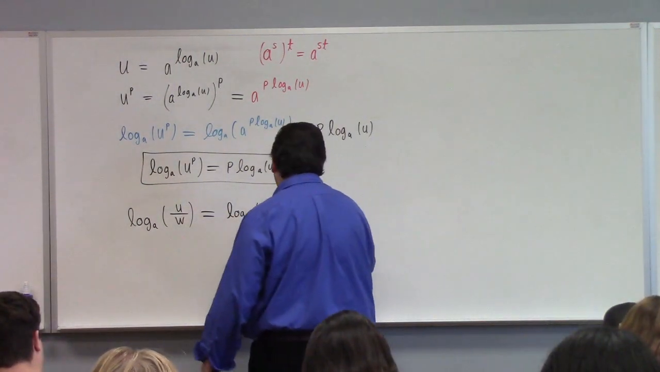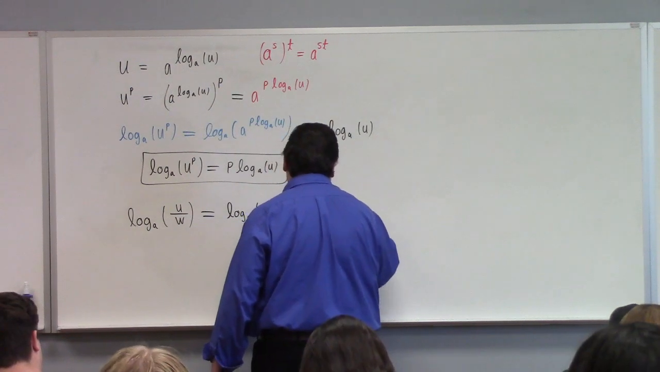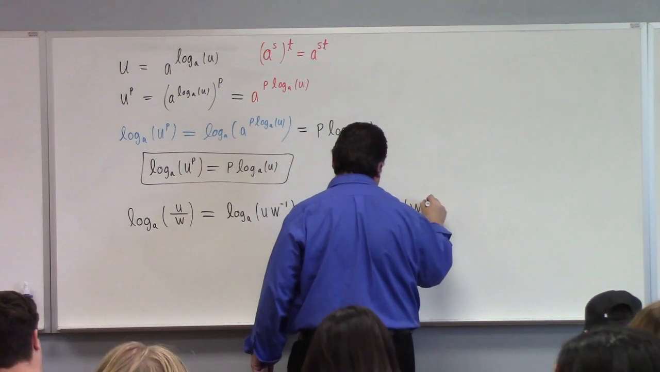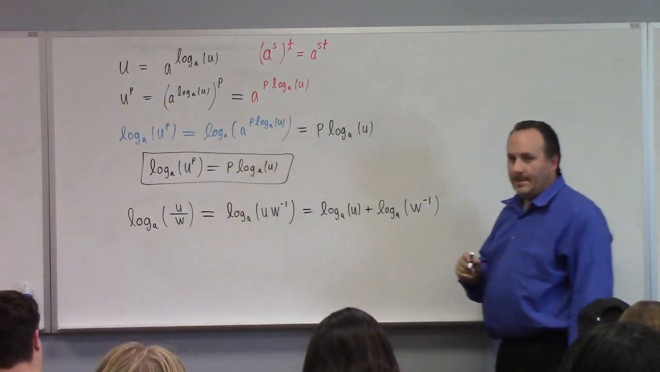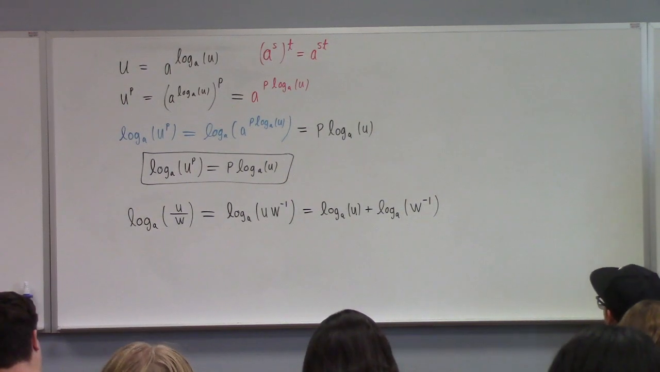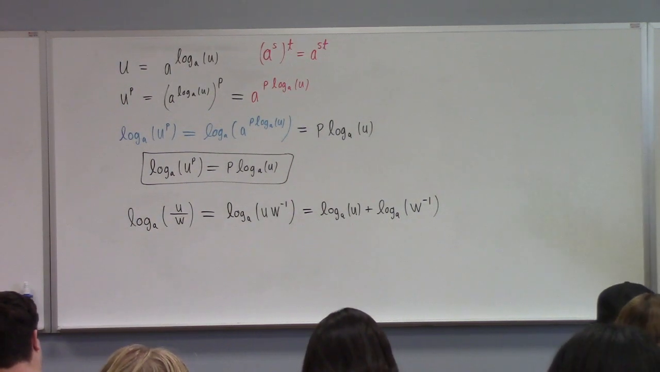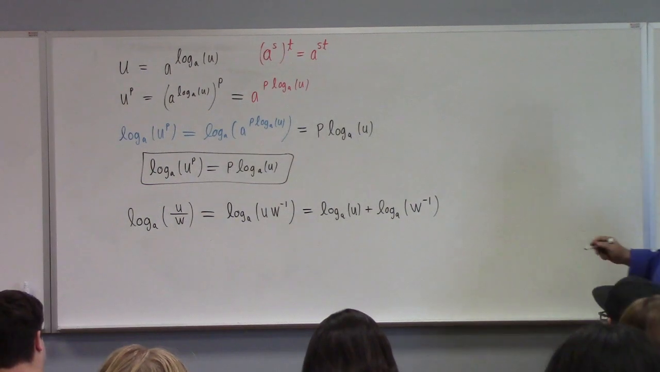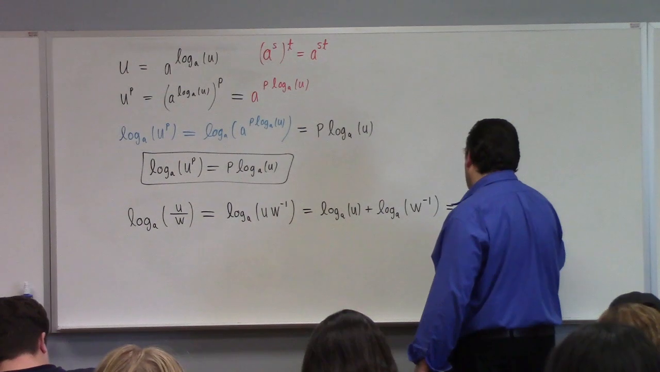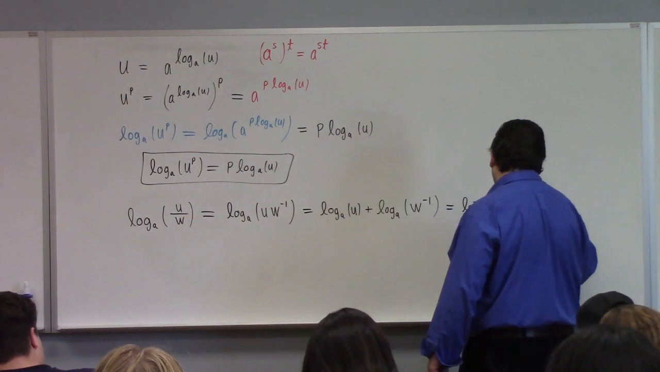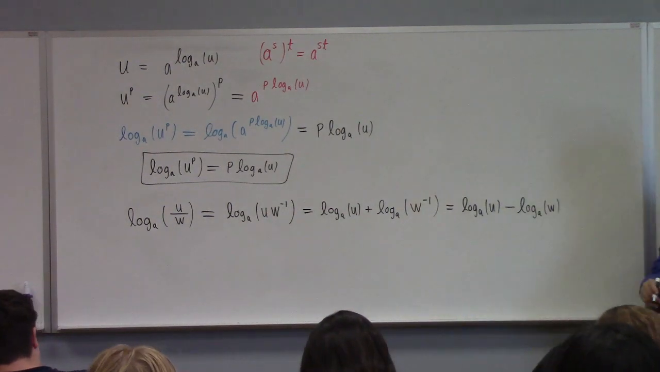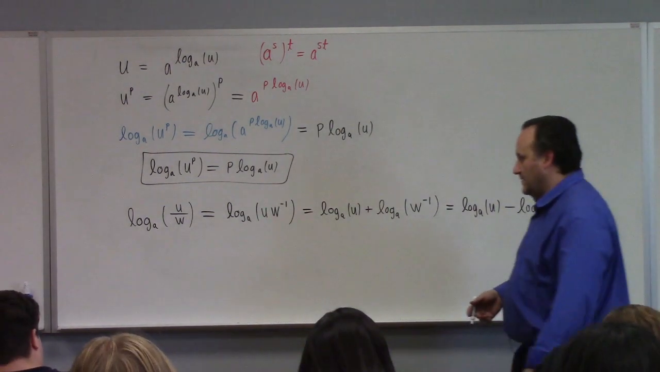This is equal to log base a of u plus the log base a of w to the minus 1 power. But then we can use the power property of the log to bring out the minus 1. And so this is equal to log base a of u minus log base a of w. And so there's the other log law.